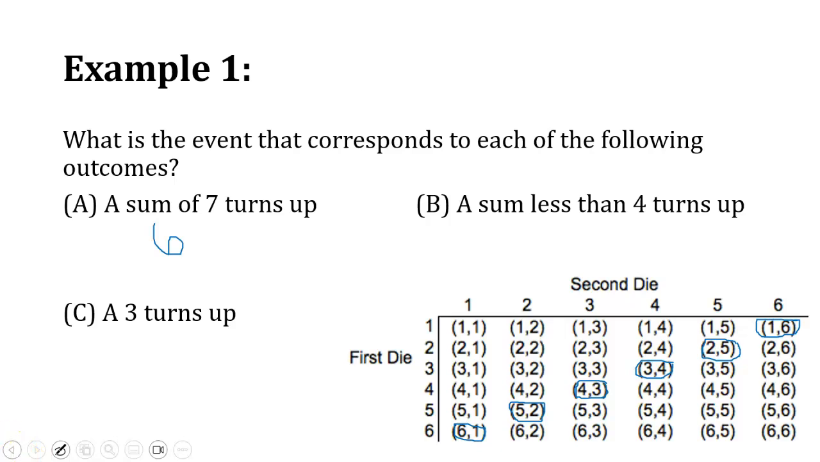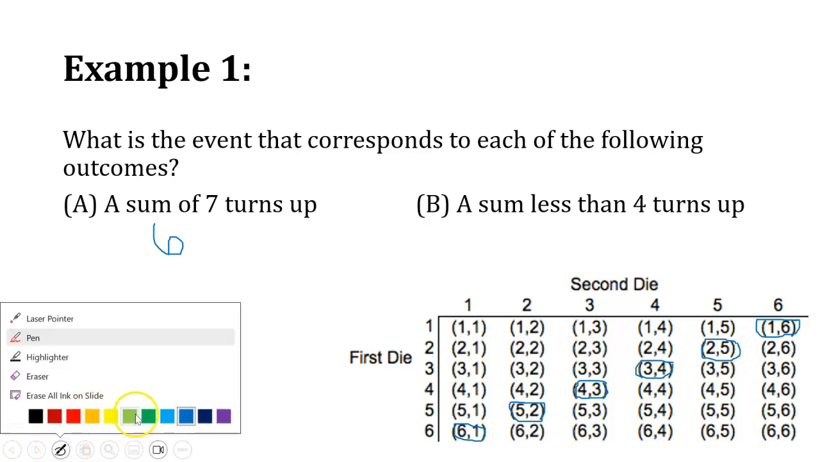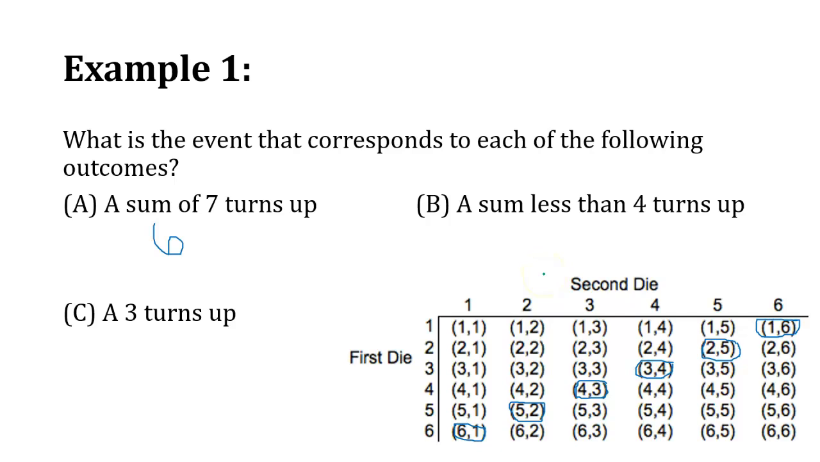All right, so let's try the second one. I'll put that in green. The sum is less than 4. So that means it's going to be little numbers. So let's start at the top. 1 and 1, that's 2. So that's less than 4. 1 and 2, that's 3. 1 and 3 is 4. So we're not going to include that because it's less than 4, not equal to. And then we have 2 and 1 is 3. So that's less than 4. So how many ways can the sum be less than 4? 3 different ways it can be rolled.